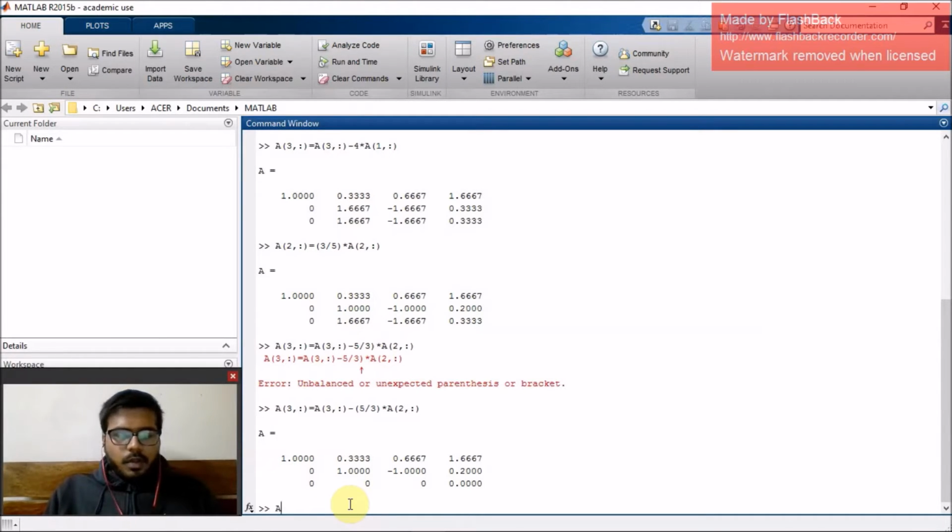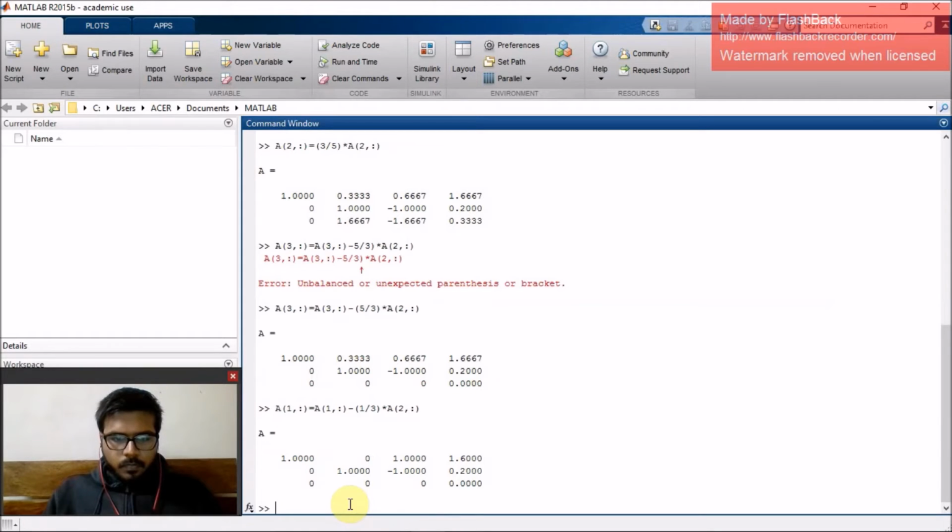So how you do that is you select the whole first row, then you put equal to A, select the first row again, and you minus 1 by 3 times the second row. Have I read that correctly? Yeah. Now there you have it. This is our reduced row echelon form.